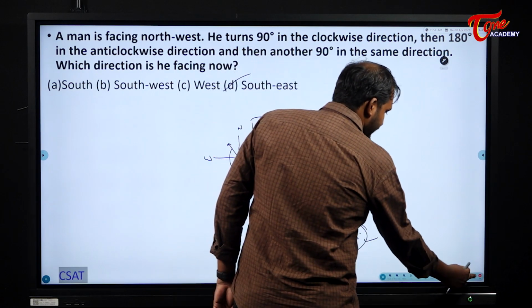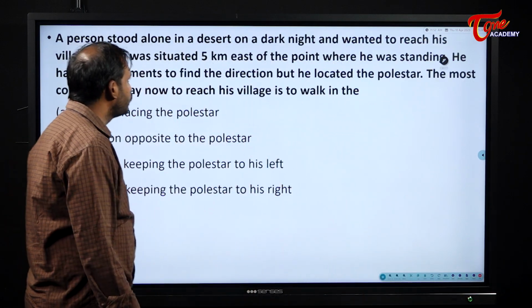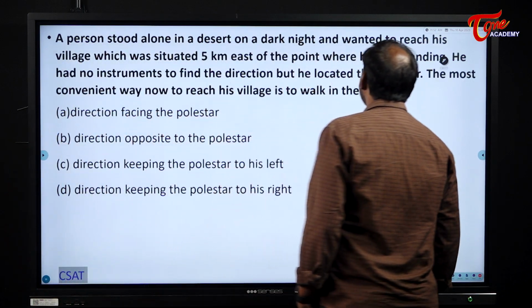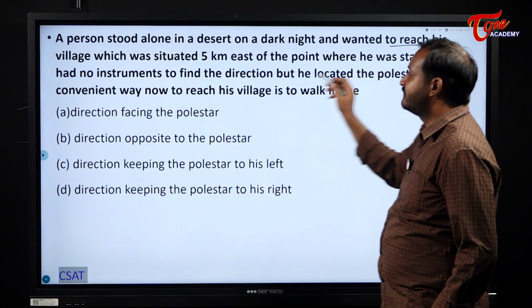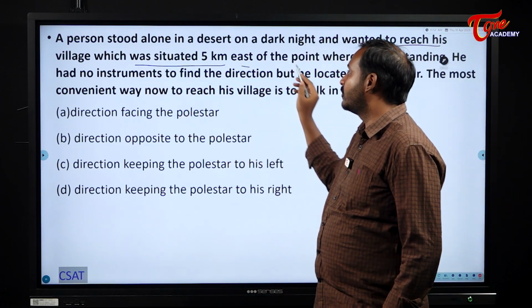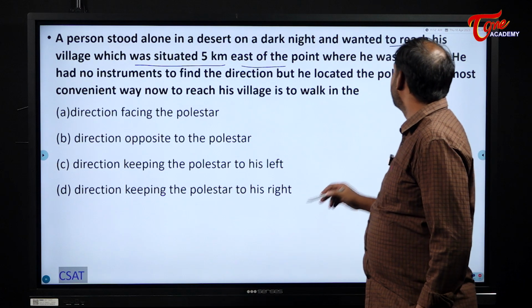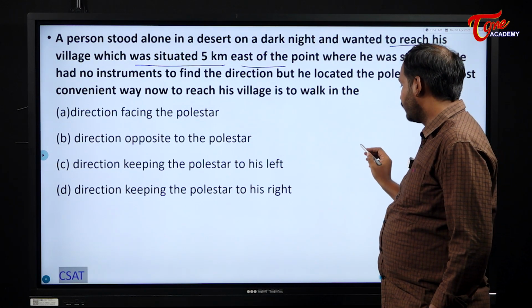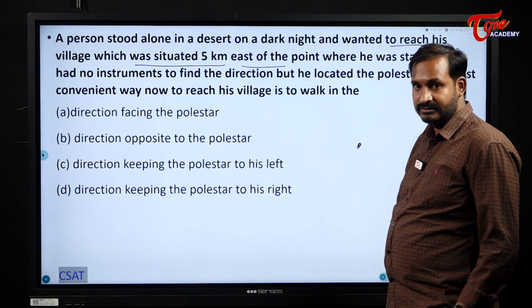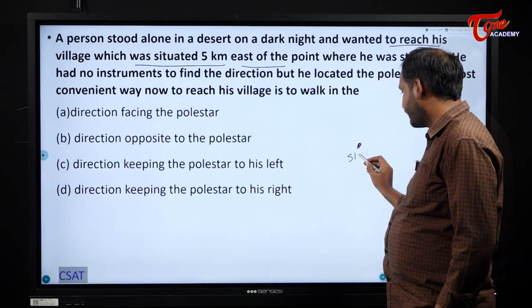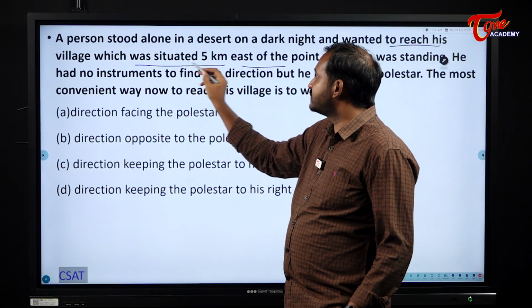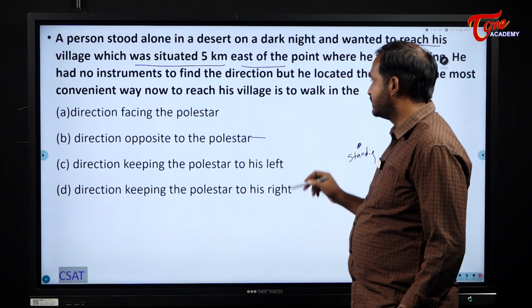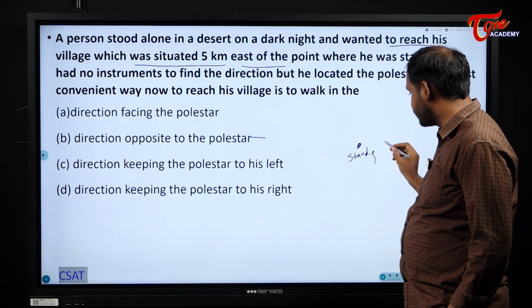Okay, next one. A person stood alone in a desert on a dark night and wanted to reach his village, which was situated 5 kilometers east of the point where he was standing. Now here please see, assume he is standing here. His village was situated 5 kilometers east of the point. See here, from this point 5 kilometers east means what?